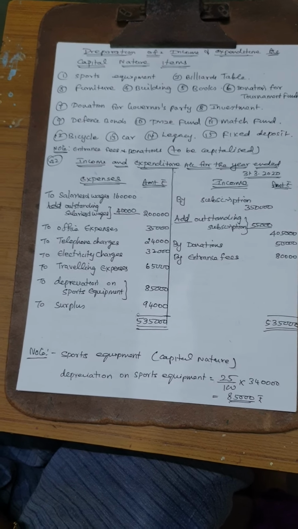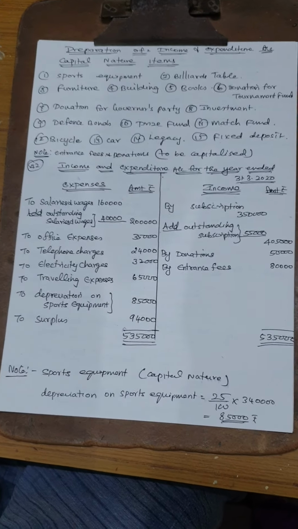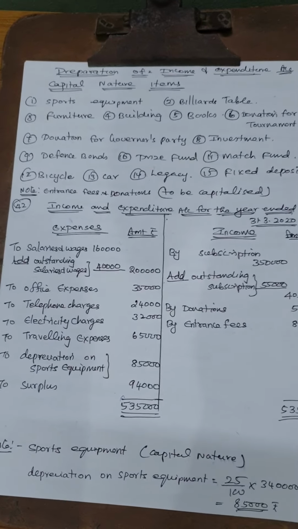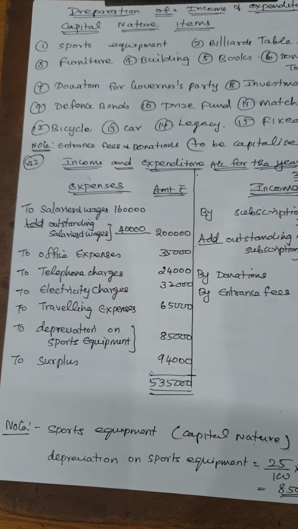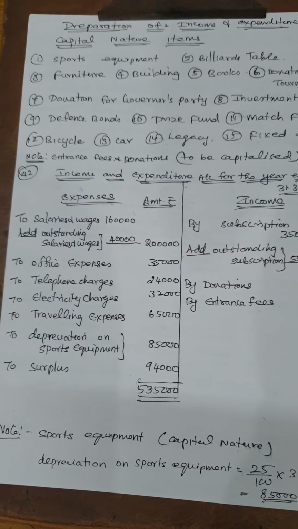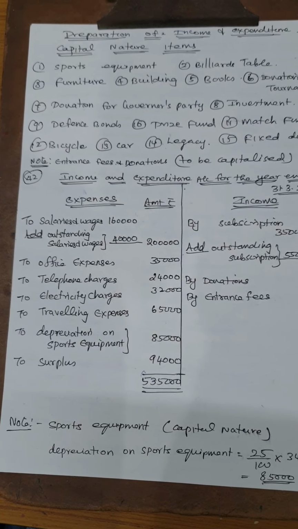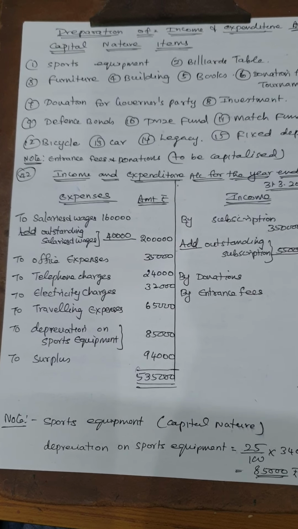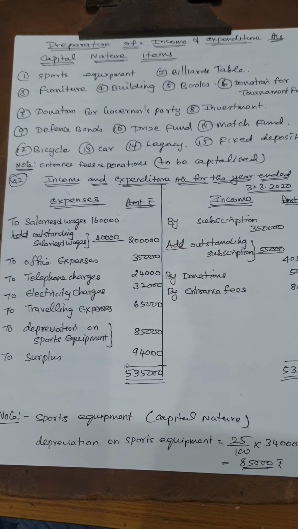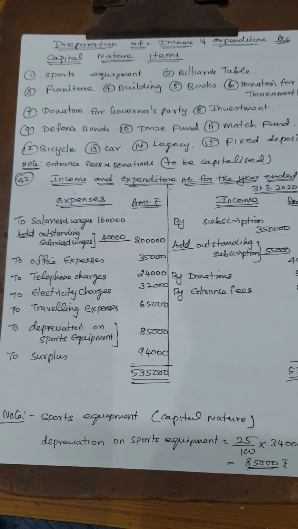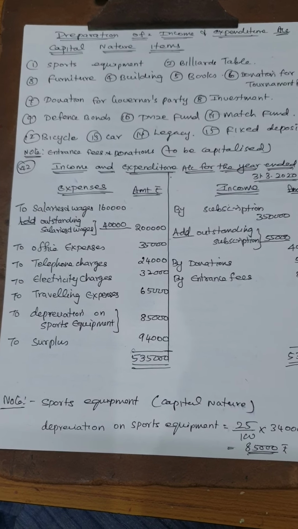First, before going to the sums, I would like to say a few points regarding preparation of income and expenditure account. Already I told you in the previous class, only revenue nature items will be taken for preparing income and expenditure account. But in receipts and payments account, both revenue and capital nature items will be given. So in the sum, you will be given only receipts and payments account. From that only you are going to prepare income and expenditure account.